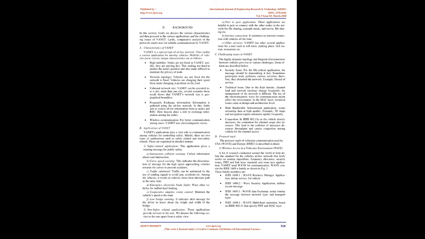Frequently exchanged information: information is gathered using the ad hoc network. In this, it is used to collect all the information from nodes and the RSU. Here the beacon plays a role in exchanging information among the nodes. Wireless communication: for better communication among users, VANET uses electromagnetic waves.